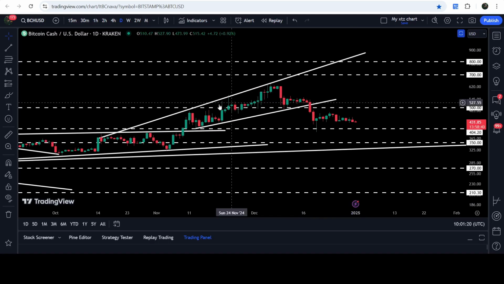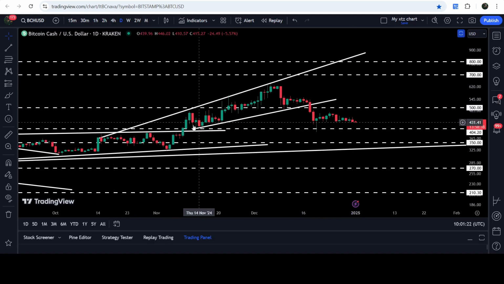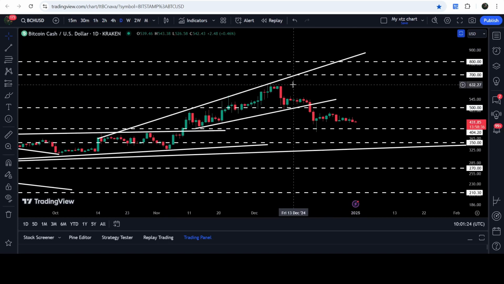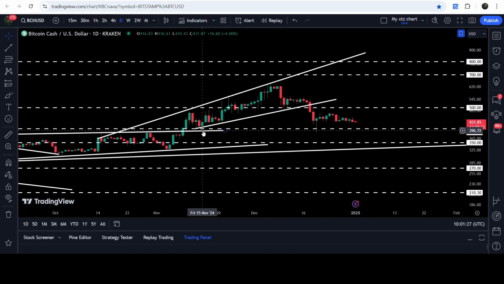Now let's move to the live chart. And this is the daily time frame. And this was the broadening rising wedge pattern that we broke down. And I was telling you that the target for the breakdown will be here at the bottom of the wedge, that is approximately at $404.